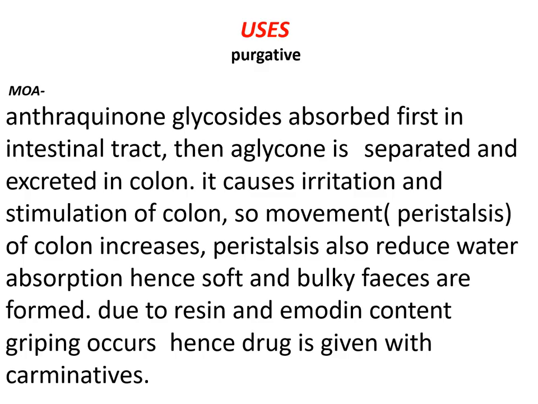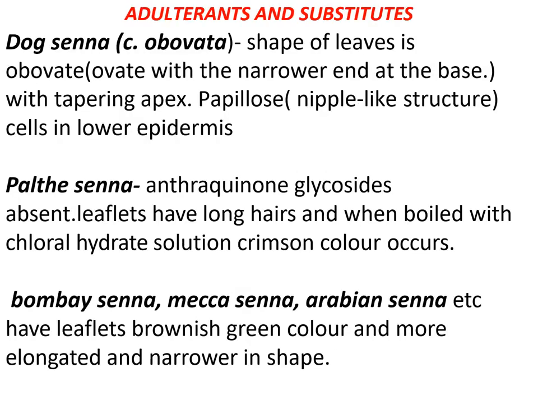Then uses. Anthraquinone glycosides are absorbed first in the intestinal tract, then the aglycon is separated and excreted in the colon. It causes irritation and stimulation of the colon, so the movement, peristalsis, of the colon increases. Peristalsis also reduces water absorption, and soft and bulky feces are formed. Due to resin and emodin content, griping occurs, hence the drug is given with a carminative. So this is the mechanism of action, how the purgative action takes place.